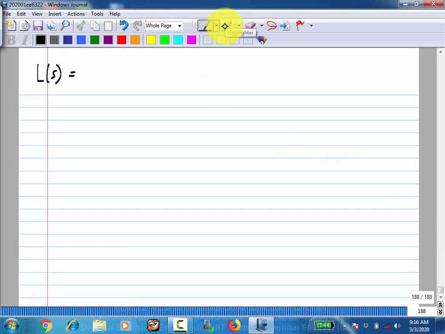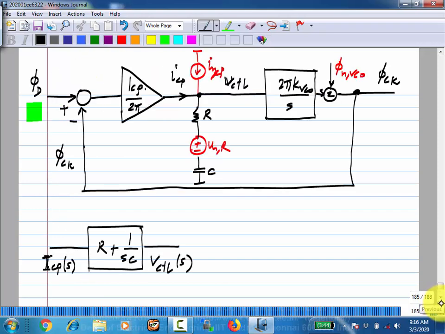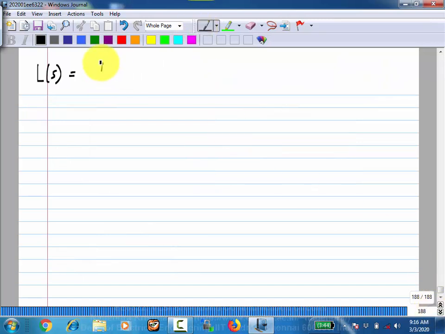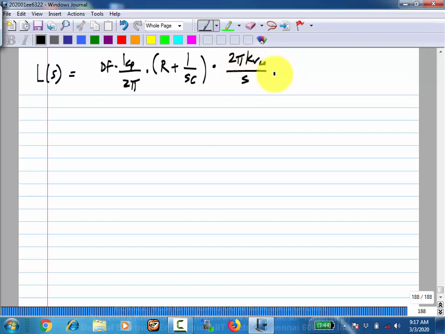So what is the loop gain? It's basically the gain around the loop. It's the product of all these things. So it's density factors times ICP by 2 pi. That's the phase detector gain. And then the impedance of the loop filter is R plus 1 by SC. And the transfer function of the VCO is 2 pi kVCO by S.